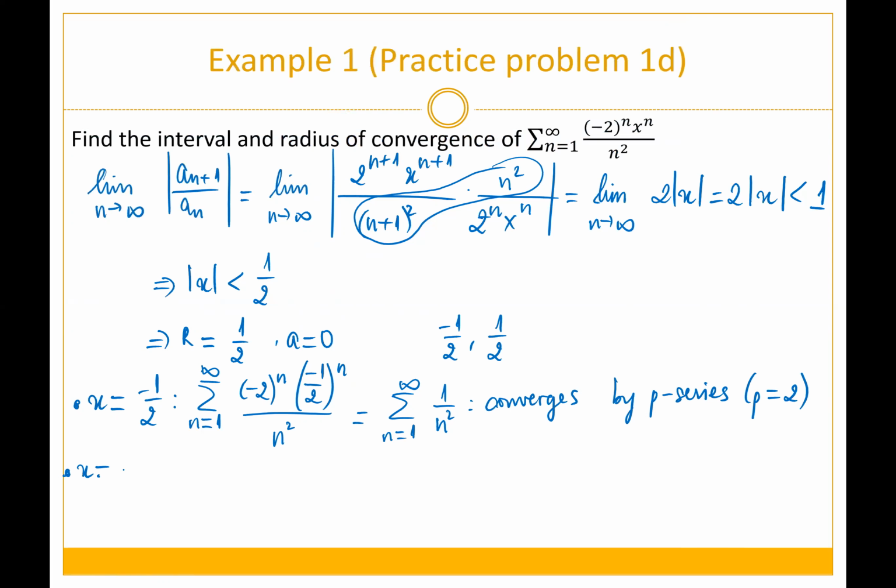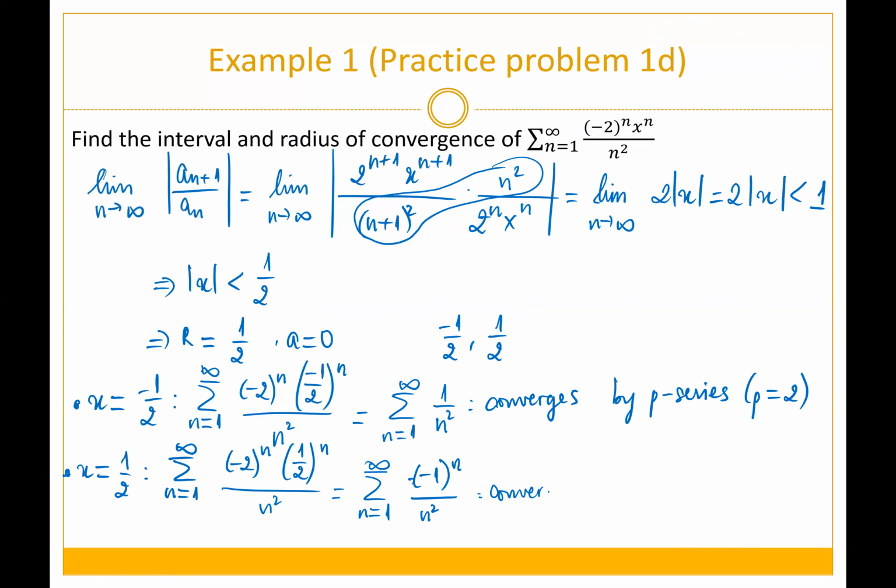Then you check the other endpoint, where the series becomes negative 1 to the n, half to the n, over n squared. This one also converges because it's negative 1 to the n over n squared, which converges by the alternating series test. Therefore, for our interval of convergence, we will take both of the endpoints.